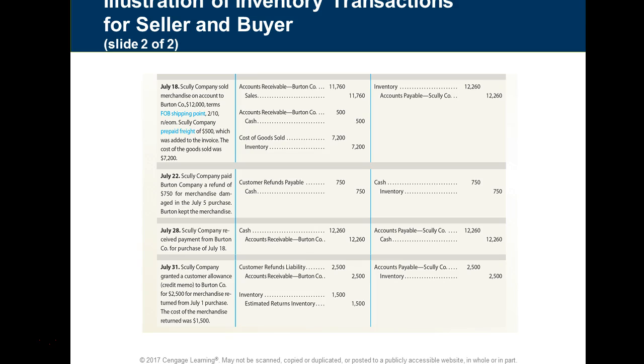In the case of your project, you're going to be recording it from the seller's point of view, not the buyer's point of view. So you'll be focusing mostly on the left side, which is right here. And that's important to note.